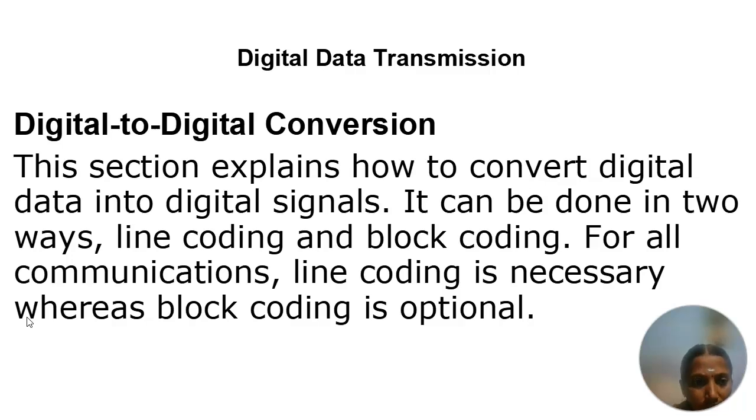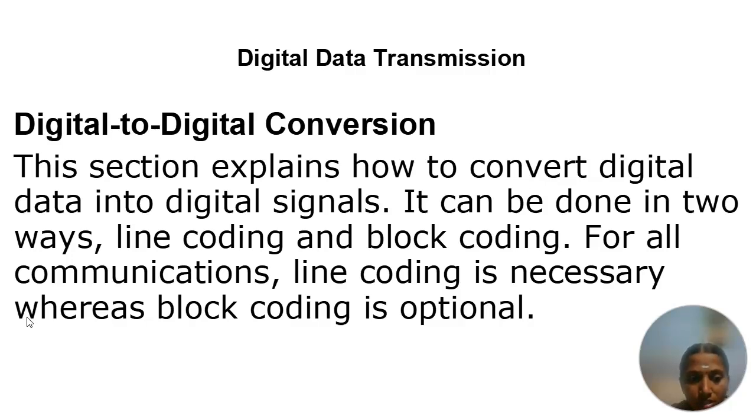So how is digital data converted into another digital format? Digital to digital conversion. This section explains how to convert digital data into digital signals. It can be done in two ways. The first one is line coding, the second one is block coding.